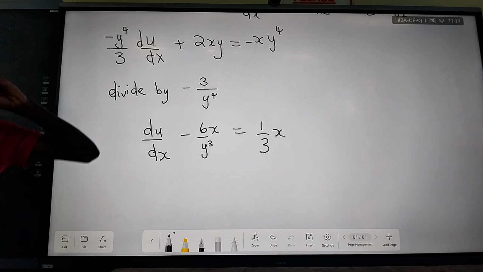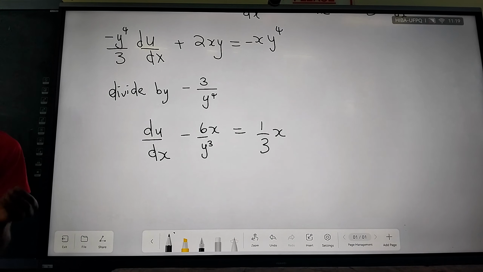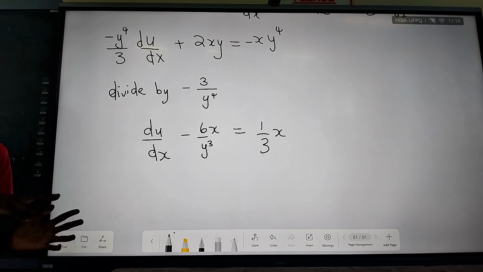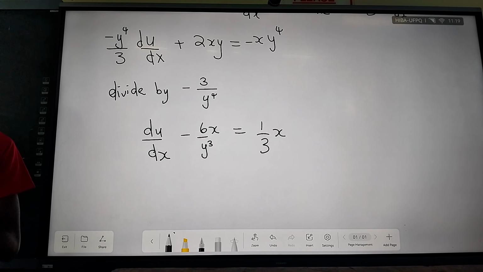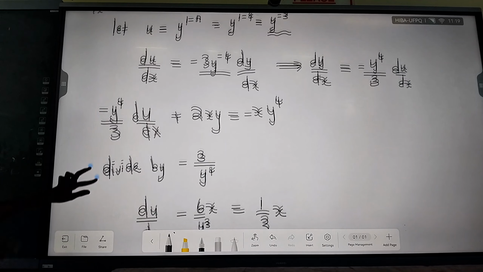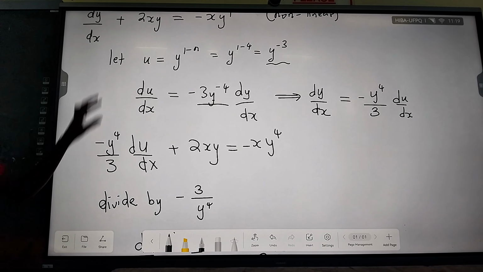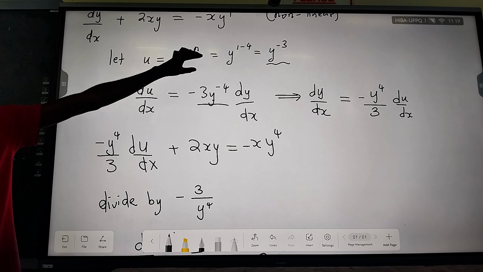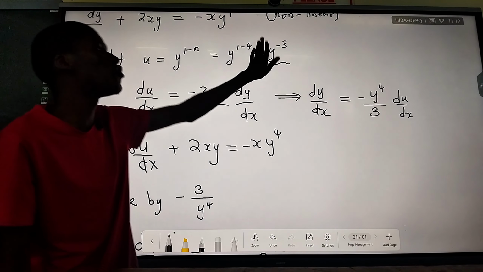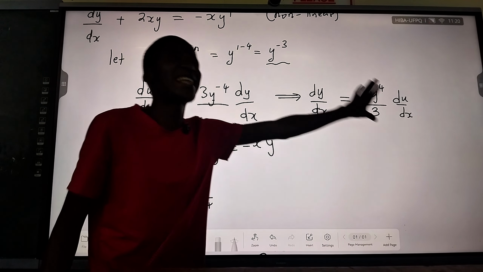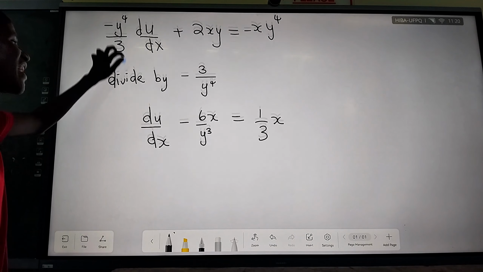Actually, remember the problem here. This was not a linear equation. So to make it a linear equation, we substitute. Instead of using y, we're going to use u. So now we have found our value of u, right? We have set u to be y to the power of 1 minus n. If we set u to be this, and we do all derivatives, we can make this a linear equation.